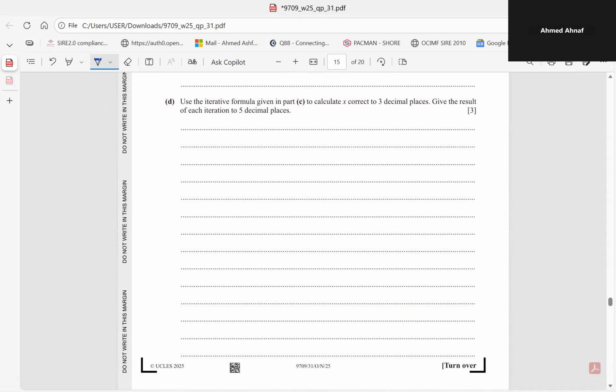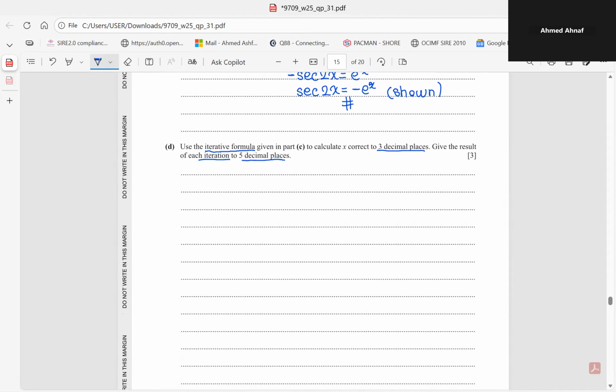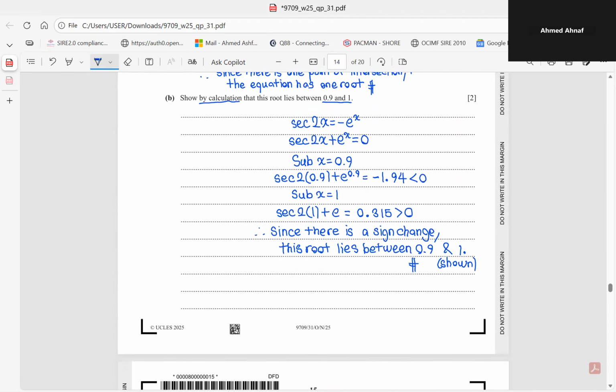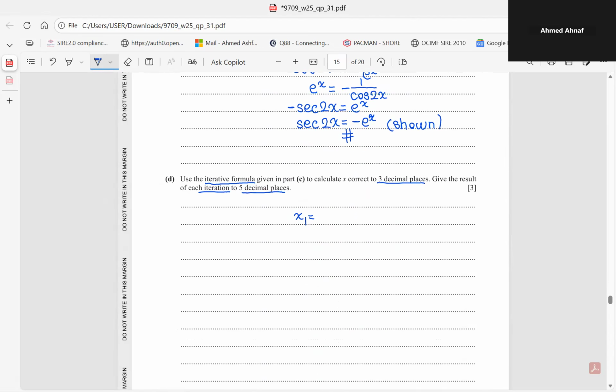Okay, so now here comes the fun bit. We are going to use this iterative formula to calculate x to 3 decimal places, and each iteration should be given to 5 decimal places. To start off, our initial x value has to be between 0.9 and 1. So I'm just going to choose the middle value, which is 0.95.